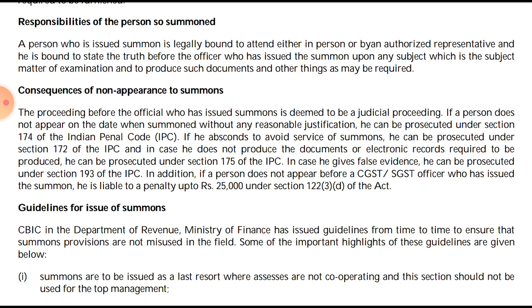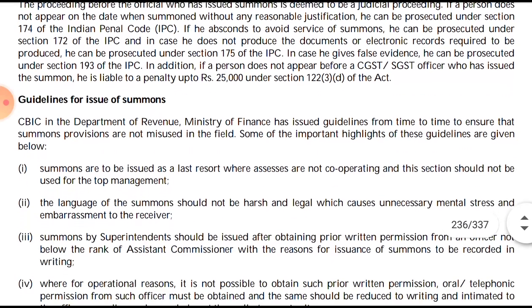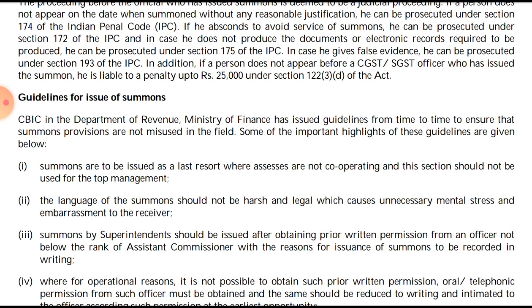In addition, if a person does not appear before the CGST or SGST officer who has issued the summons, he will be prosecuted under 174, as given in the second and third line of the para, and he will also be liable to a penalty of 25,000 rupees under section 122 subsection 3 clause D of the Act. So we're done with this. In short, when a summons has been issued, the person is liable to appear before the CGST or SGST officer and is duty bound to produce the documents and the evidence which has been asked for in the summons.